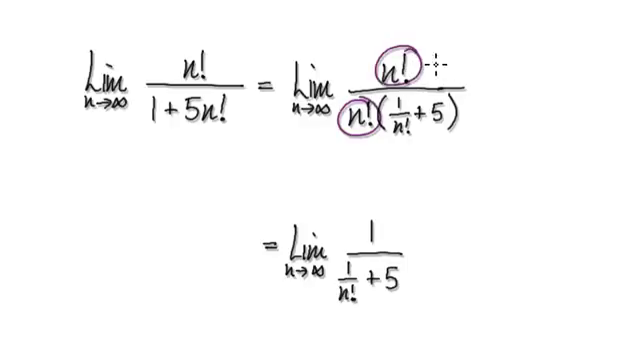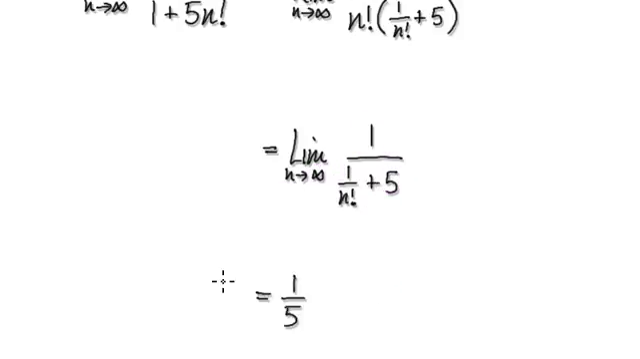Now exactly the same divided by exactly the same, so it becomes 1 over this thing here. And then as n tends to infinity, this is going to be very, very big. 1 divided by very, very big will be 0. So here you've got 1 over 5. So the limit is 1 over 5.